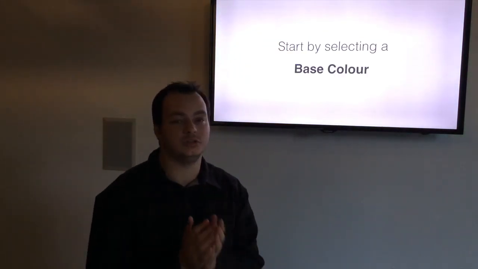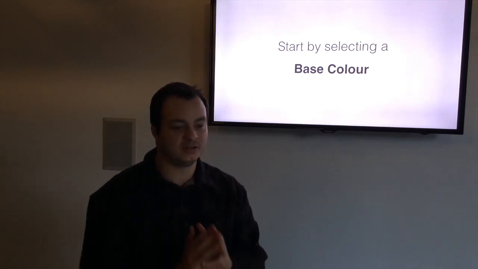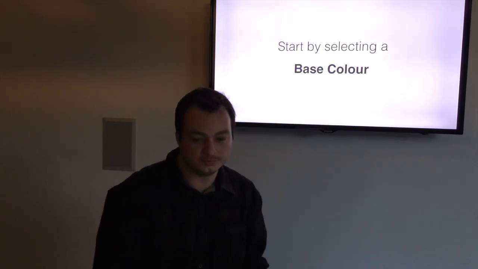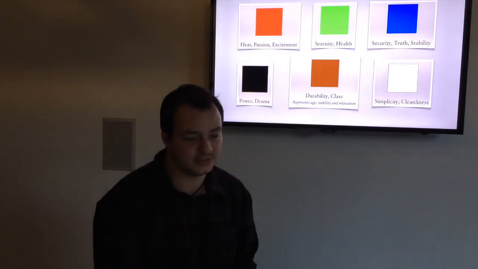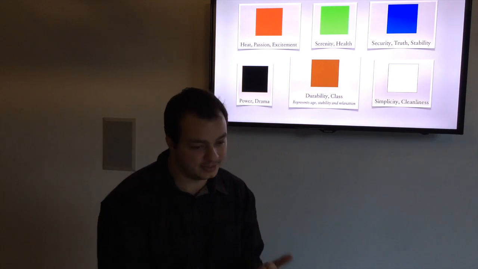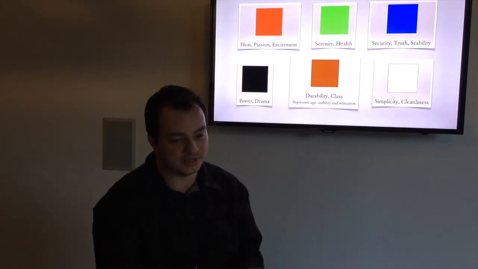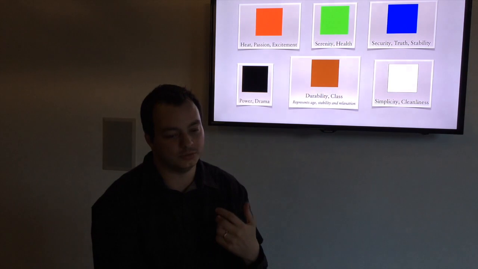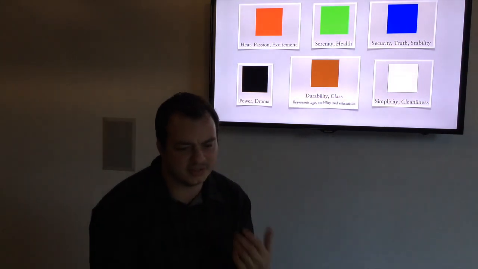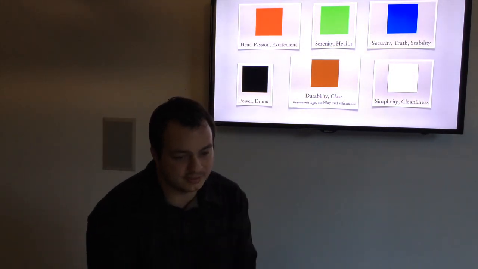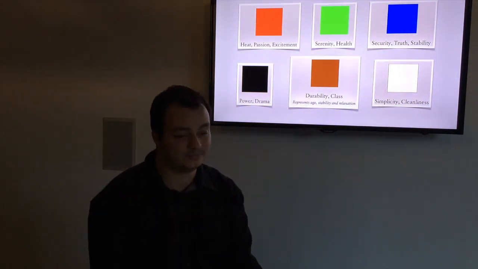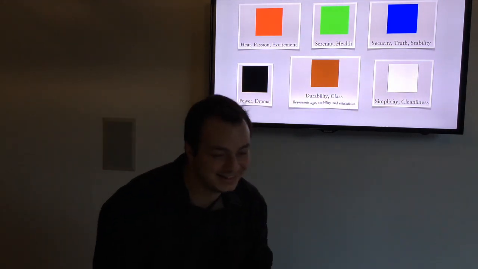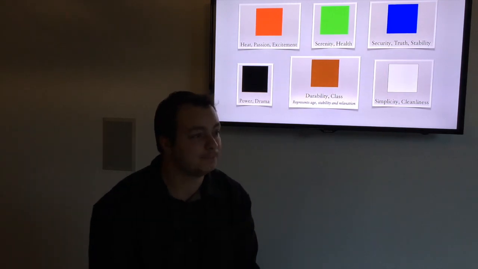Okay, so how do you create a color scheme? First thing, start by selecting a base color. I saw a lot of meanings for the colors. For example, red means heat, passion, excitement. Green means serenity, health. Blue means security, truth, stability, and so on. There were more colors, and it depends, I think. Yeah. As always, with a healthy dose of snake oil.